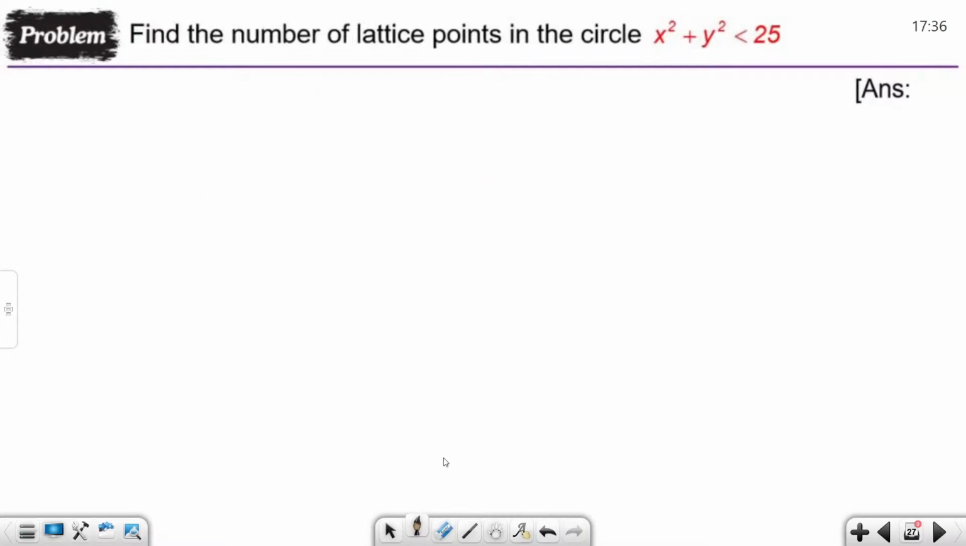Okay, let us see our next problem. What is the question? The question is the same. But in this case, the only difference is they have given you x square plus y square is less than 25. It means they have asked you to find all the lattice points inside the circle. They are talking about all the lattice points inside the circle x square plus y square equals 25. That you have to find out now.